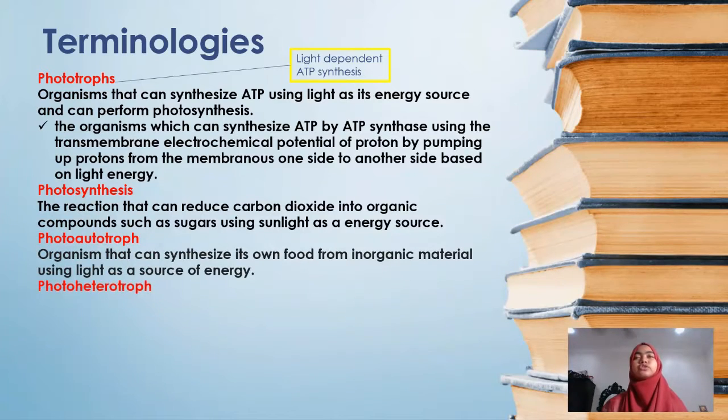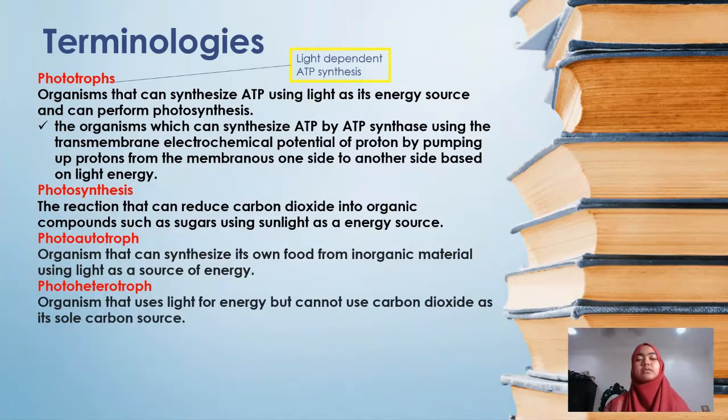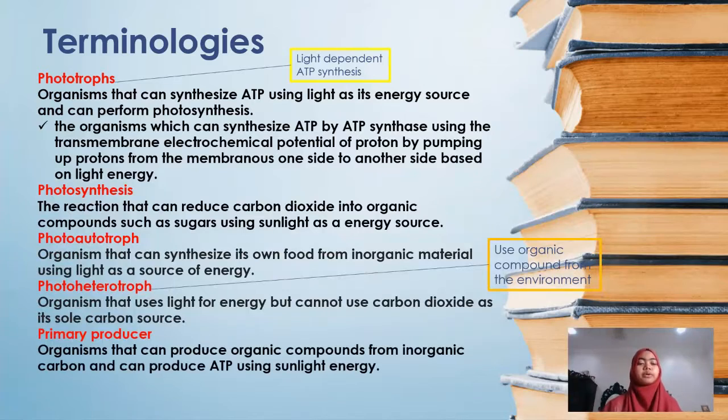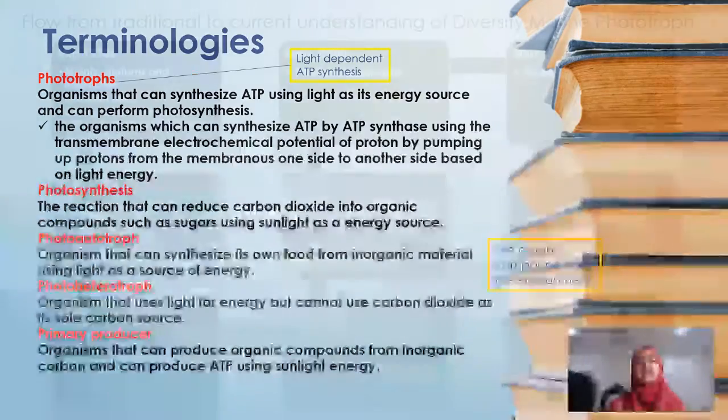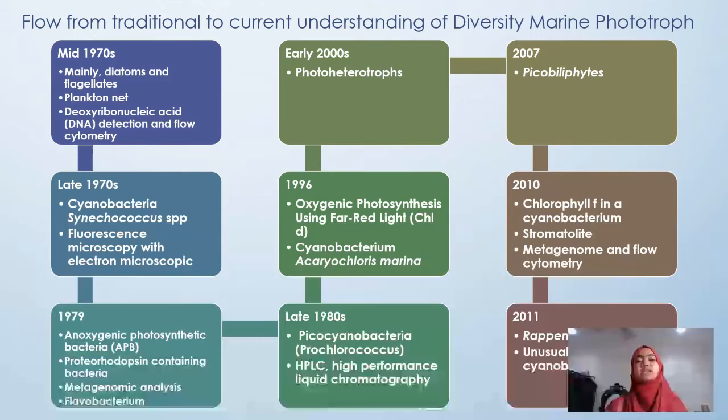Photoheterotrophs gain food from other organisms and use light for energy, but they cannot use carbon dioxide as their sole carbon source. They take organic compounds from the environment. Primary photosynthetic organisms can produce organic compounds from inorganic carbon and can produce ATP using sunlight energy. Okay, this is basically the flow from traditional to current understandings of the diversity of marine phototrophs.